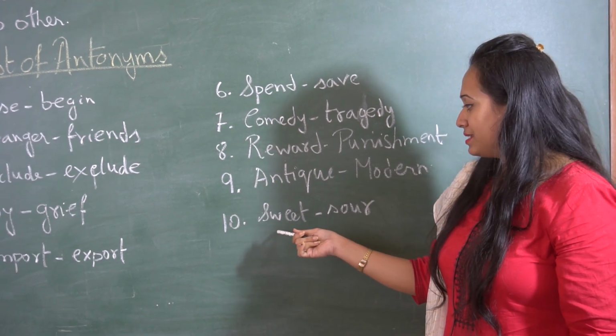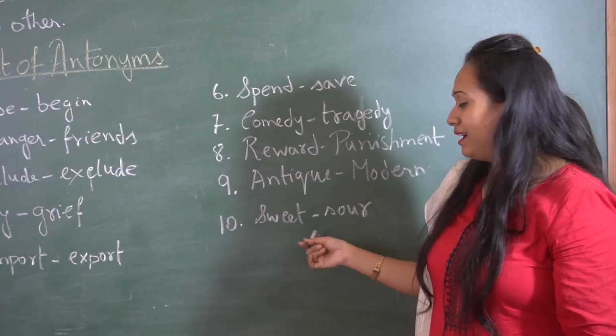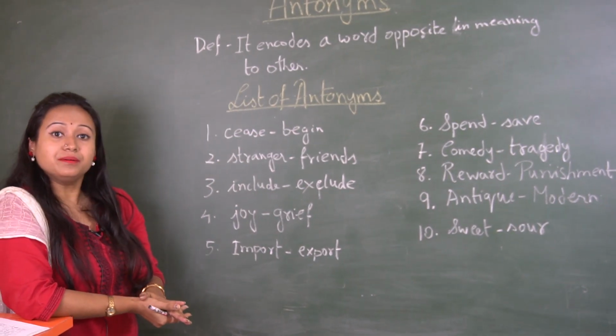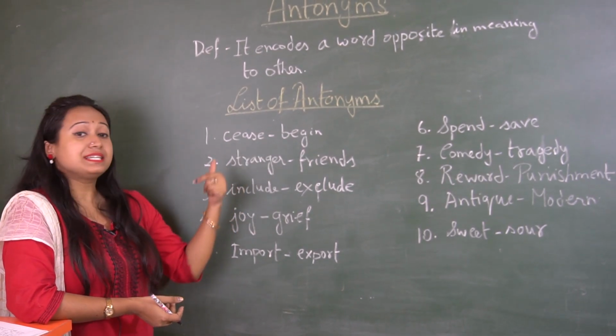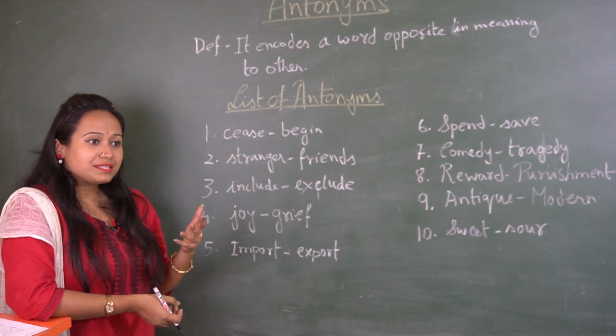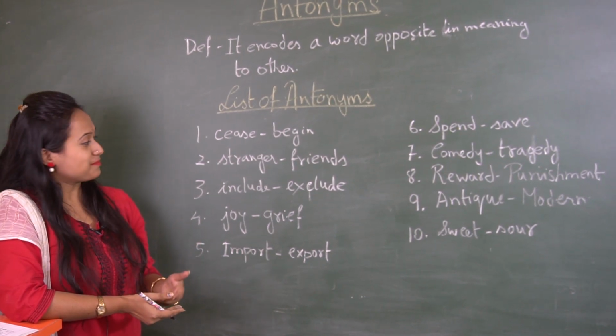Sweet and sour. This is referred to both as a taste. We know mangoes are sweet and tamarinds are always sour. Okay, now let's start with the mixed sentences. Cease, what all you can say? They have ceased to work. Begin, they have just begun to join the company and work towards the progress.